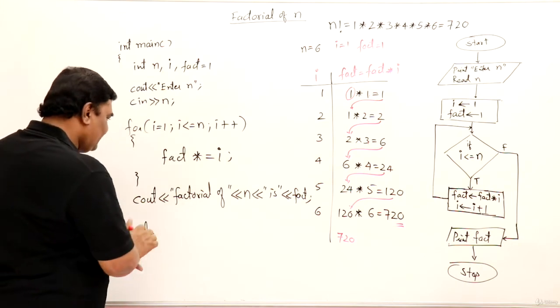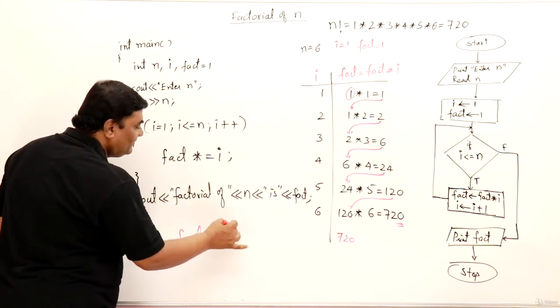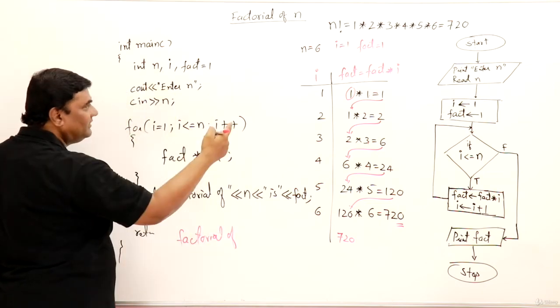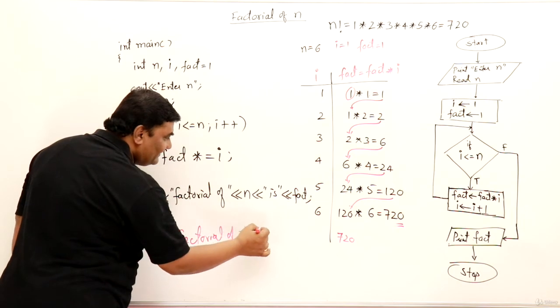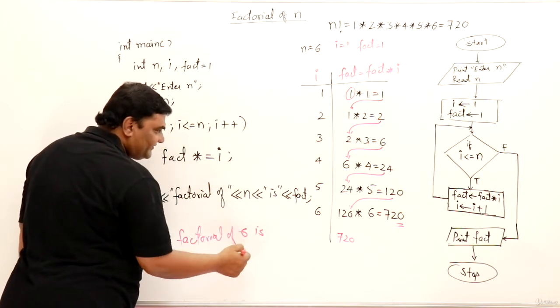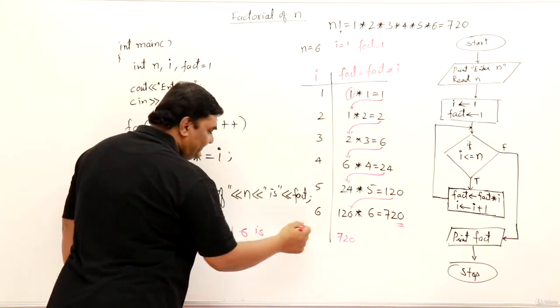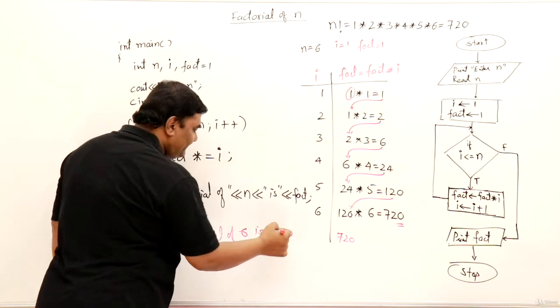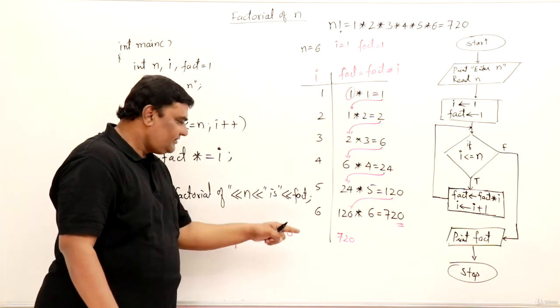How does the output look? Output will be factorial of, what is n? n is 6. So 6. Then is, I should give some spaces, right? Before I and after s, I should give space. Then fact. So I am getting the result here. If n is 6, then the answer is 720. 720 will be displayed. Now this is a more meaningful message. Factorial of 6 is 720.